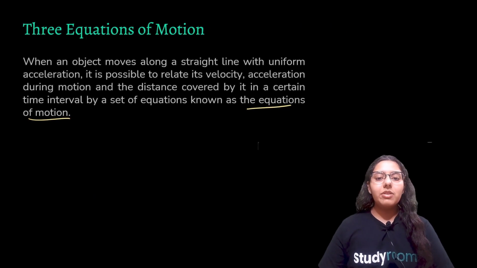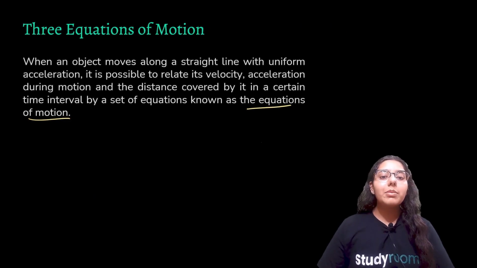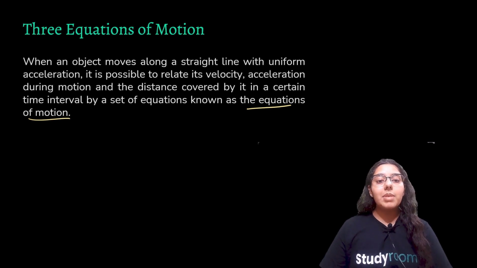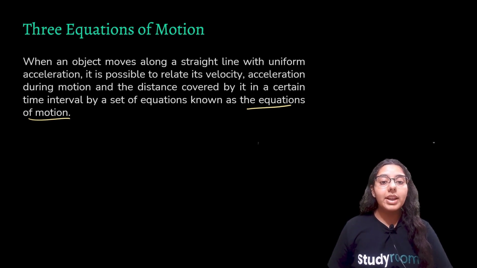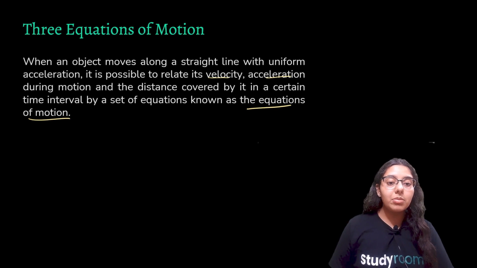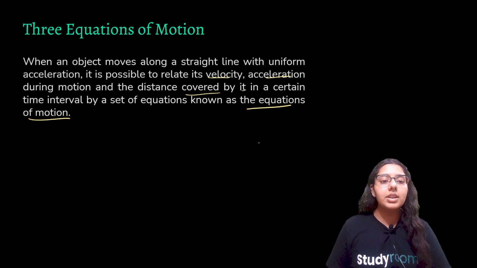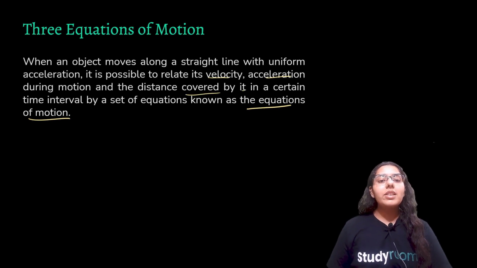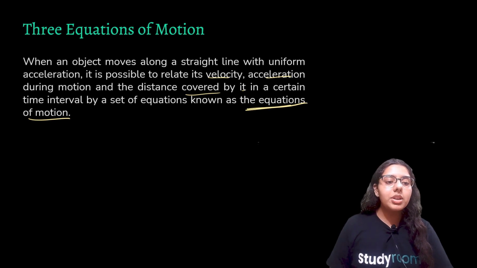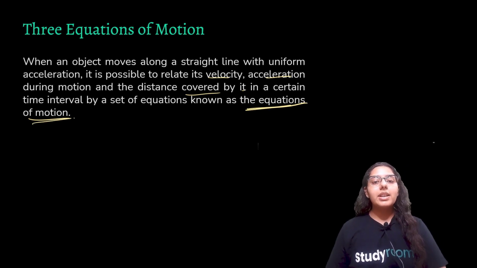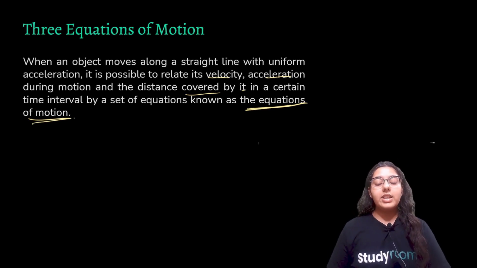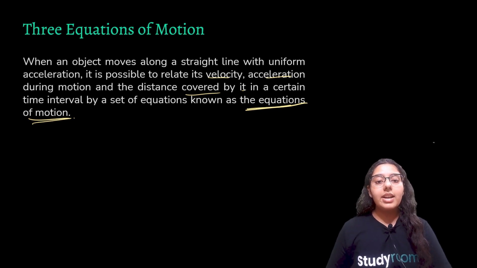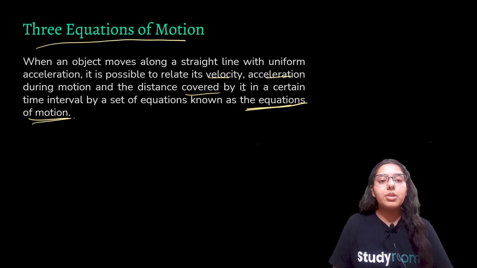So, the three equations of motion. When an object moves along a straight line with uniform acceleration, it is possible to relate its velocity, acceleration and the distance covered in a certain time interval by a set of equations known as equations of motion. It is basically the relation between velocity, acceleration and distance. We can relate them with the help of three equations of motion.